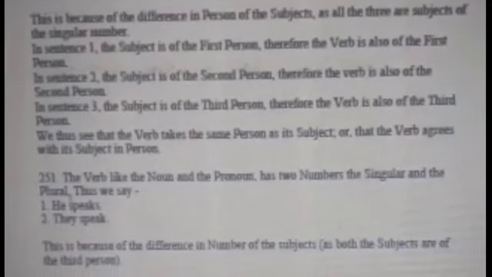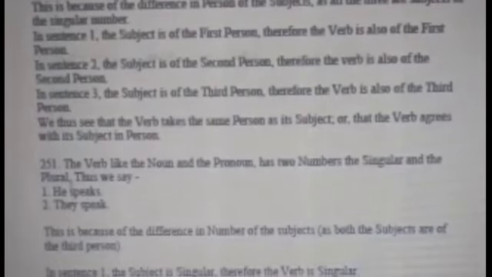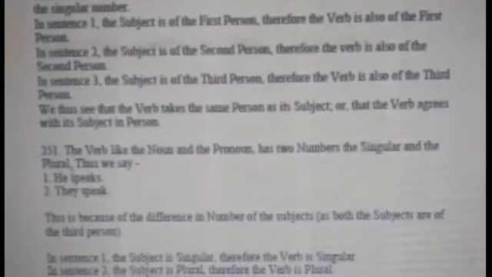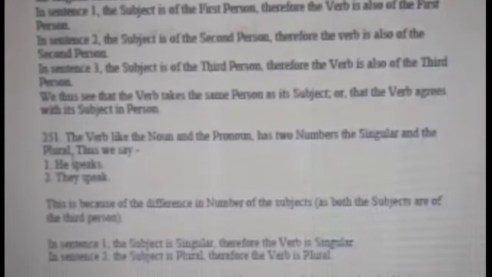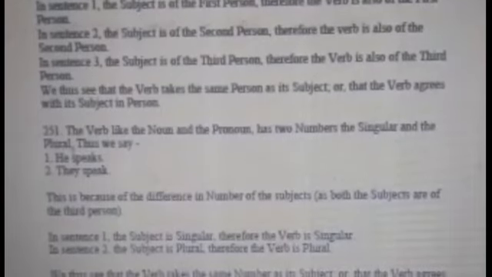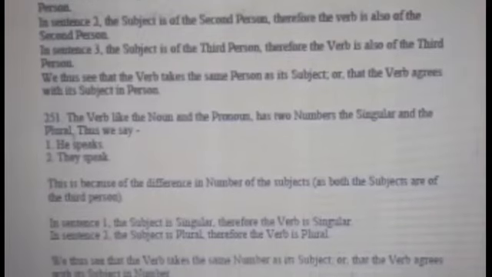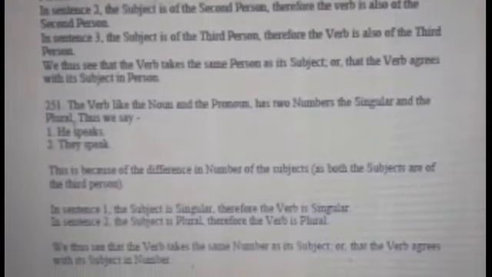So the verb takes the same person as its subject, or the verb agrees with its subject in person. Okay, first person, second person and third person. And the verb, like the noun and the pronoun, has two numbers, singular and plural. In singular, he speaks, third person singular, he speaks, third person plural, they speak.